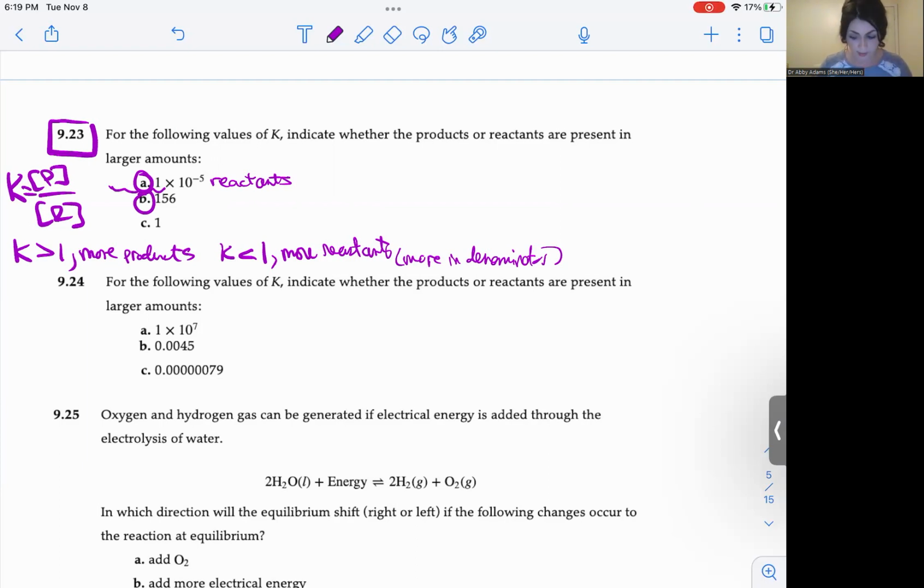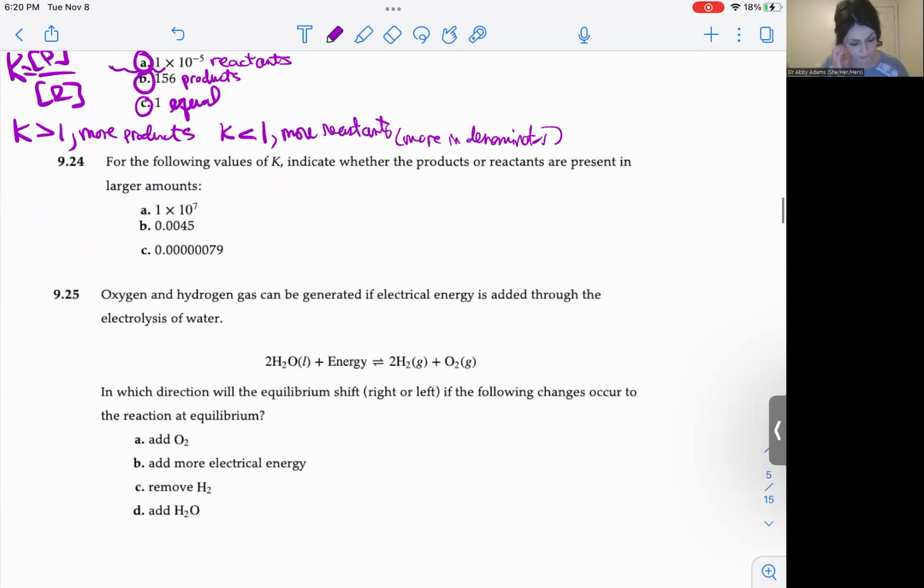156. Well, that's a lot more than 1, so that's definitely going to be more in the products. And 1. Well, it can only be 1 if there's the same number on each side, right? 1 divided by 1, 2 divided by 2. So that's going to be equal. You're going to have equal amounts, because to equal 1, it has to be that number divided by itself. So that'll be equal.